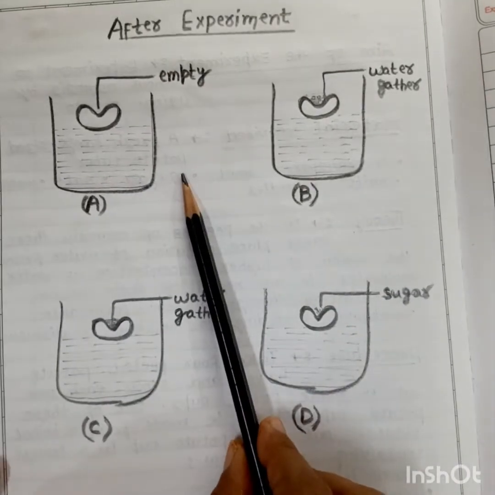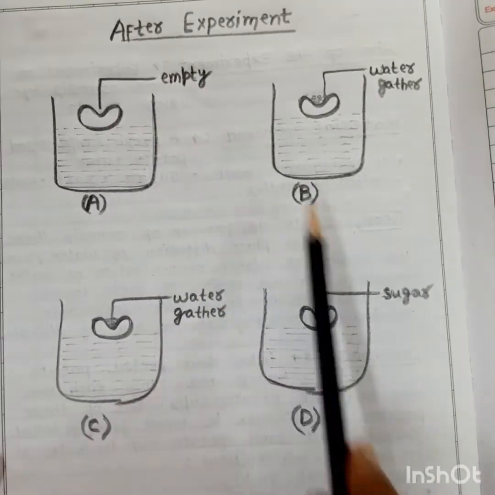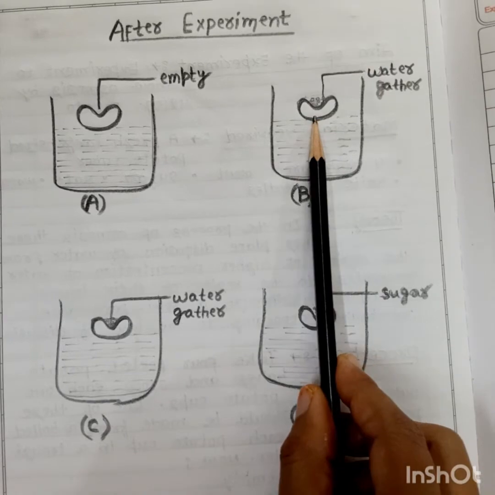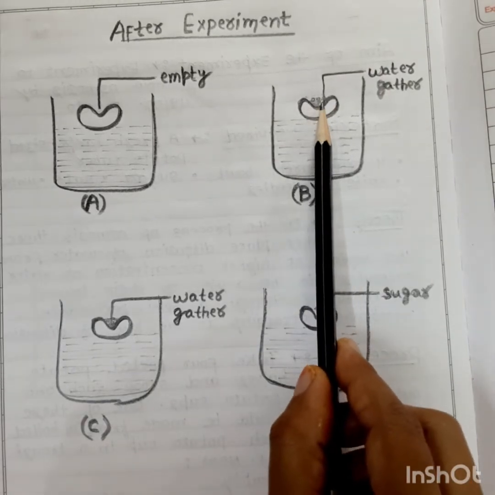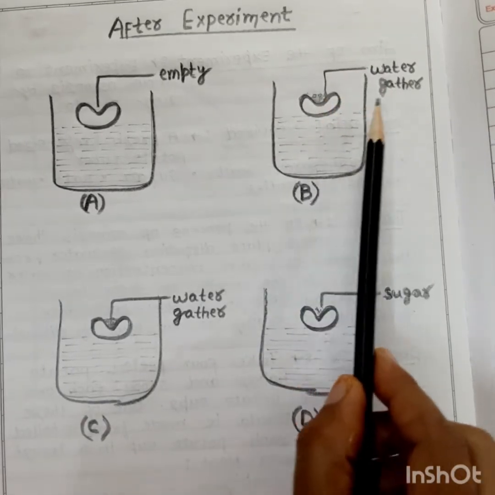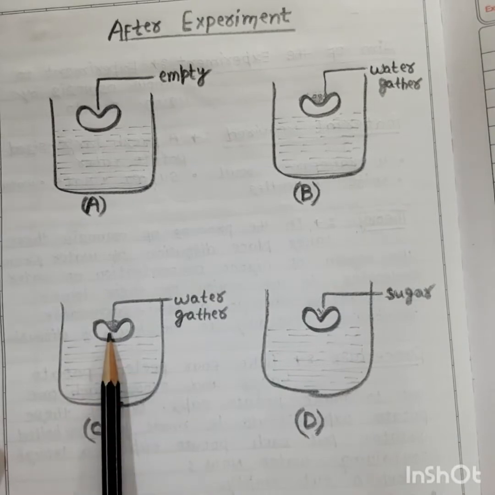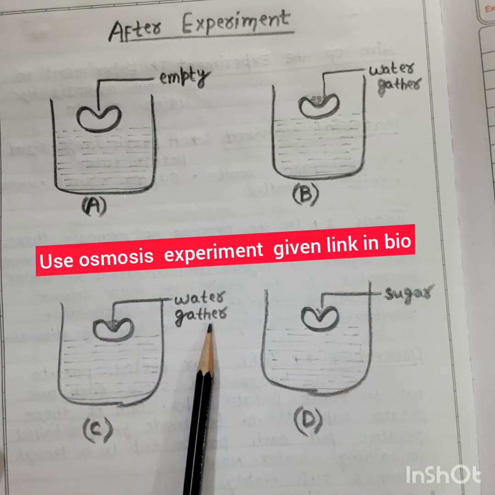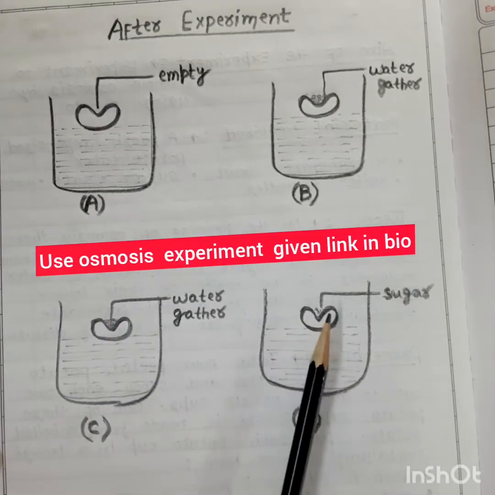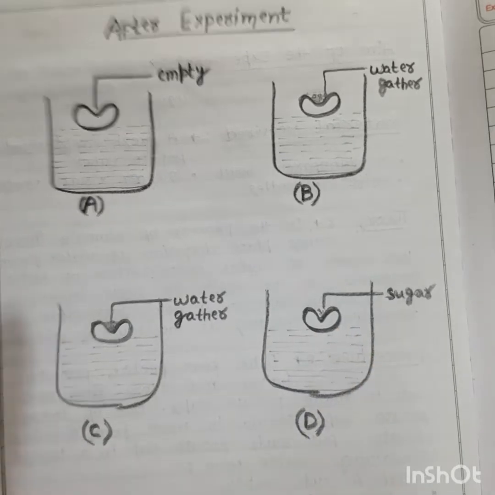So this is after the experiment. Potato cup A will be empty. But in potato cup B, water will gather in the space of sugar, meaning sugar and water will mix up and water will gather. Here in C, salt and water will mix up and water will gather. But in potato cup D, the water will not gather. Why? Let's see.